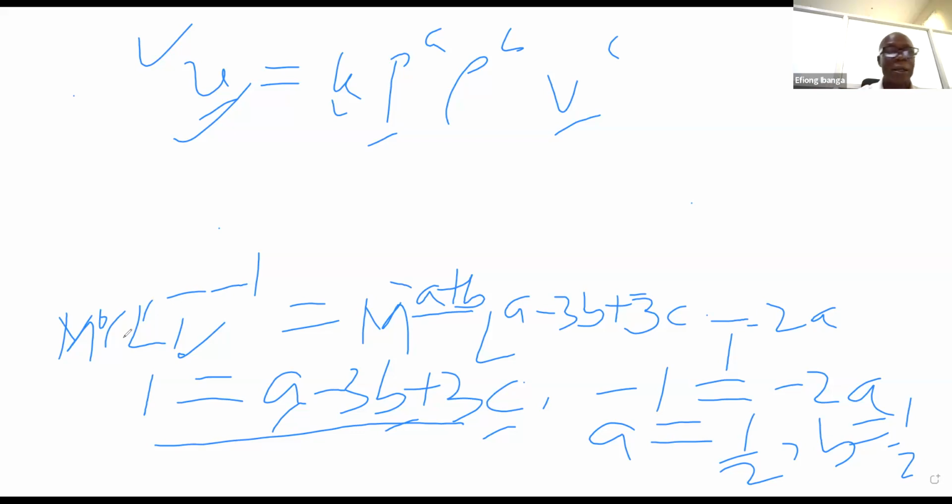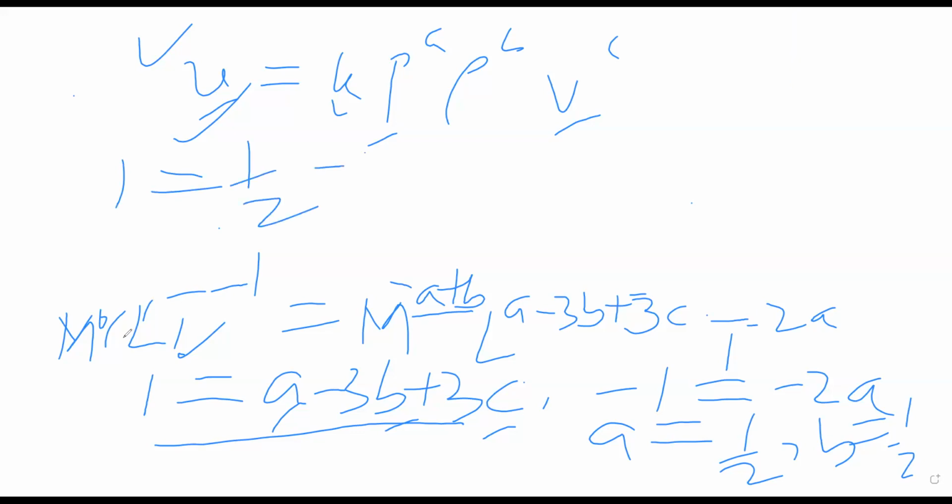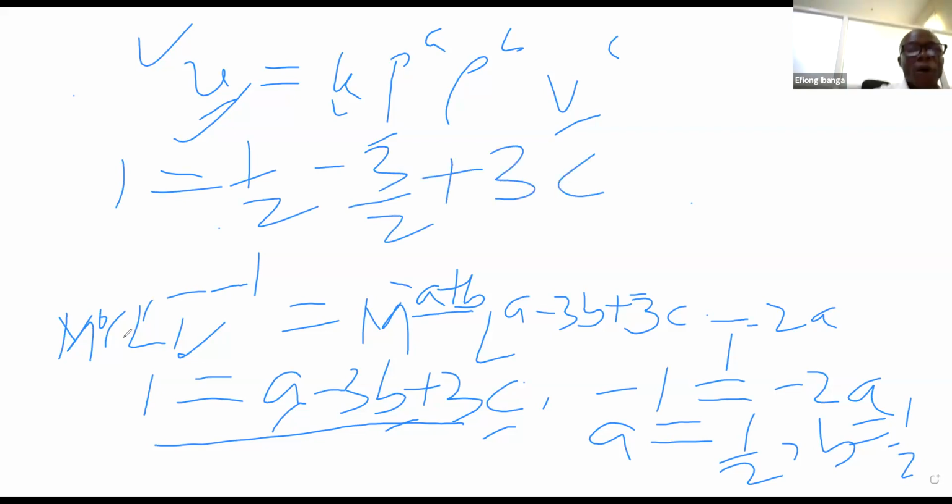All right, so then there you have it. We have that 1 is equal to half minus 3 over 2 plus 3c. This is going to give us, if we transfer this to the other side, 1.5 plus 1, which is 2.5, then minus half, which is going to give us 2, isn't it?